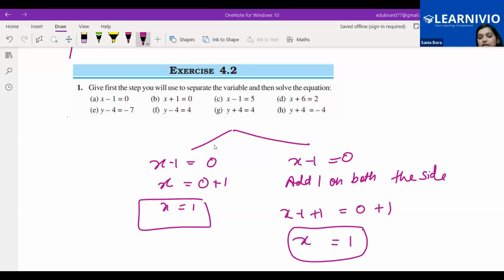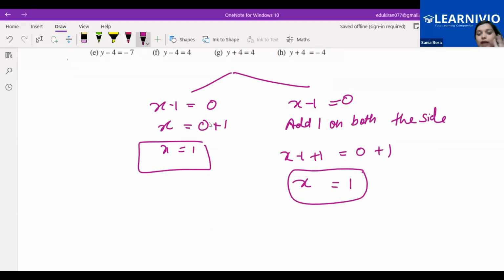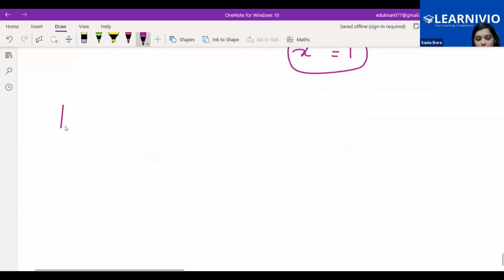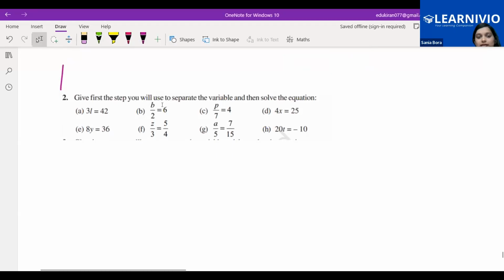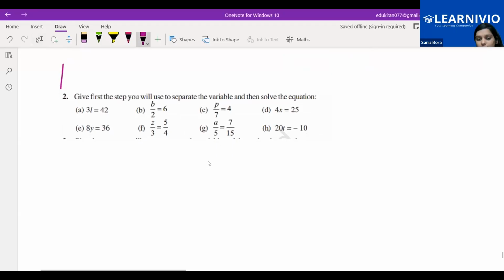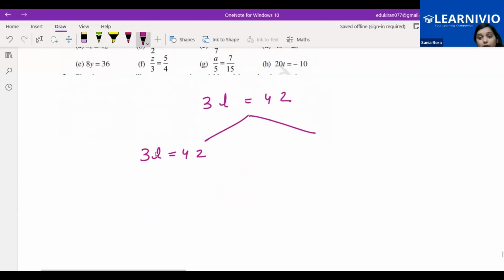Now in this case, for example, you were adding and subtracting. So I'll share both the methods. For example, this first one: 3L equals 42. The first method, which is very easy: you need to make the variable alone. That's the strategy we follow. If you want to make this variable alone, you need to shift this 3 to the right hand side.